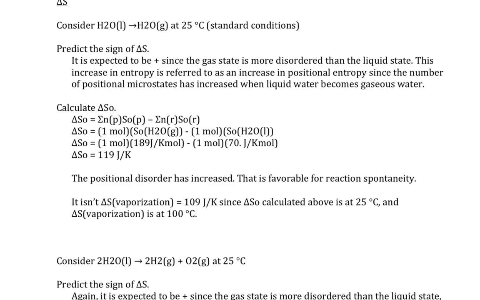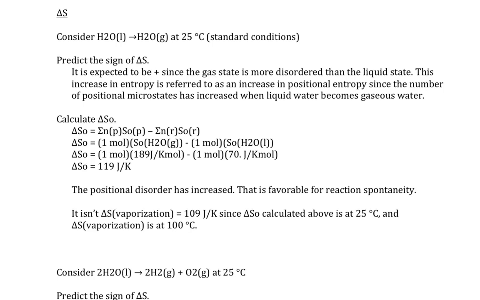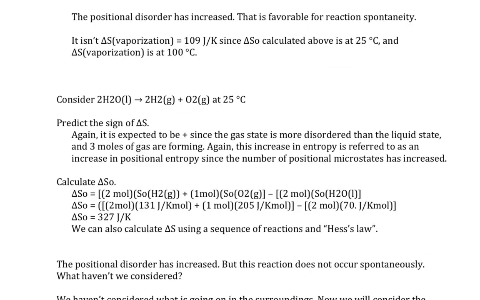The 189 we find in the thermodynamic table for gaseous water, and the 70 we find in the same table for the liquid water. Notice that moles are over moles, so the unit mole is gone, and our delta S naught comes out to be 119 joules per Kelvin. So that's our unit for delta S, joules per Kelvin, sometimes joules per Kelvin mole. The positional disorder has increased. This is favorable for reaction spontaneity.